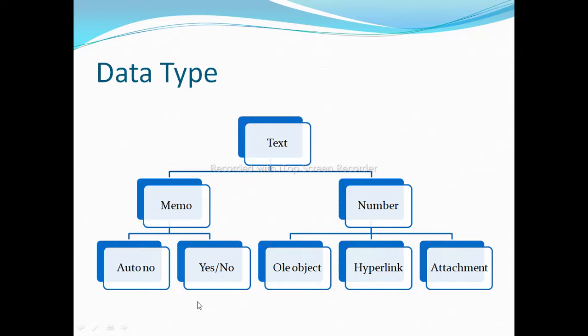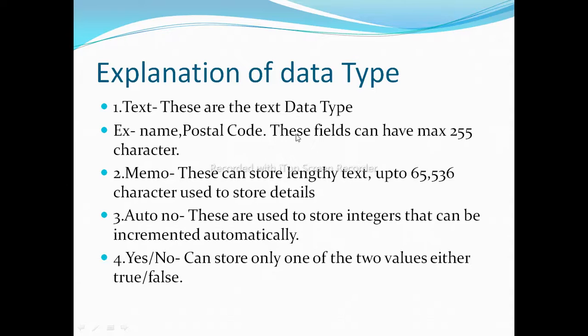Data types. There are these many data types, or many more could be added: text data type, memo data type, number, auto number data type, yes or no, OLE object, hyperlink and attachment. Explanation of the data types. What do you mean by text data type? Examples: name, postal code. These fields can have a maximum of 255 characters. So if we want to add the name or postal code, then these will be added inside the text data type.